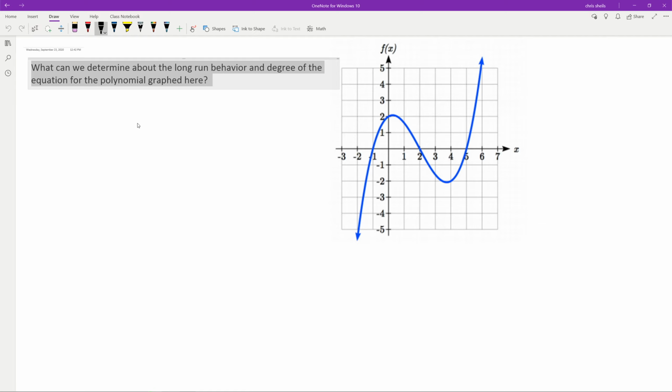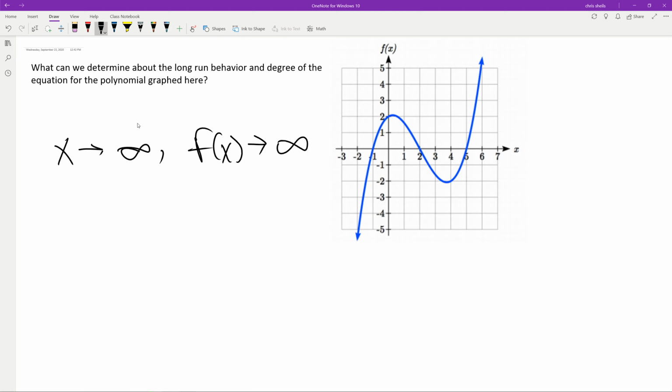Well, since my output is growing large and positive as my inputs grow large and positive, we can say that as x approaches positive infinity, f of x is approaching positive infinity. And similarly, as I go to the far left, as my inputs grow large in the negative direction, my outputs are also growing large in the negative direction. So I can say that as x approaches negative infinity, f of x is approaching negative infinity.